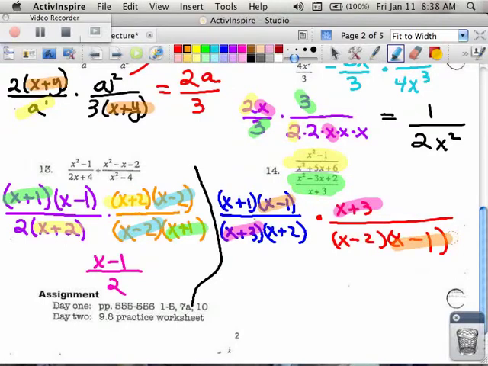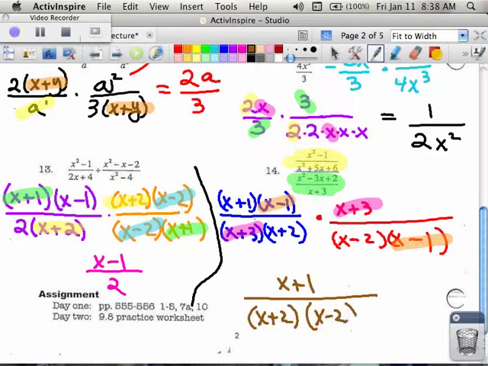And then that's it, right? So my final answer, when I get done, is going to be an x plus 1 on the top. And on the bottom, I leave my x plus 2 and my x minus 2. If you wanted to, I suppose you could write it as x squared minus 4 on the bottom. I will take either one.